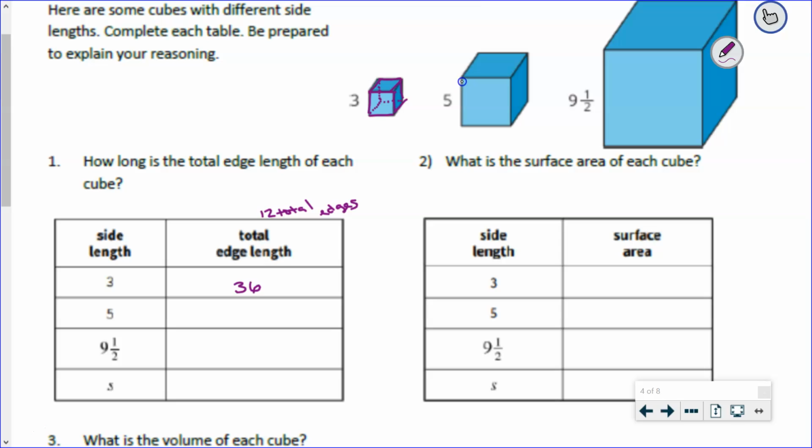Let's see, we've got 5. Do I have to go through the whole process again? 5 again, 5 again, 5 again. Can we figure it out? How many edges are there again? 12. 5 again, 5 again, and so on, for all 12 edges. A quicker way of doing that would be, 5. Yeah, just 5 multiplied by 12. And 5 multiplied by 12 is 60.